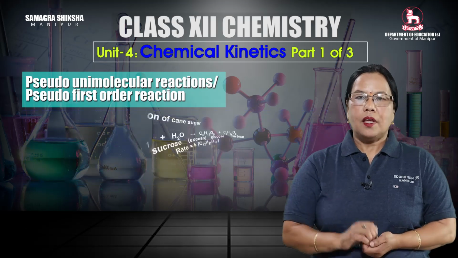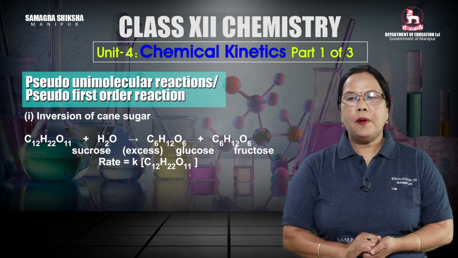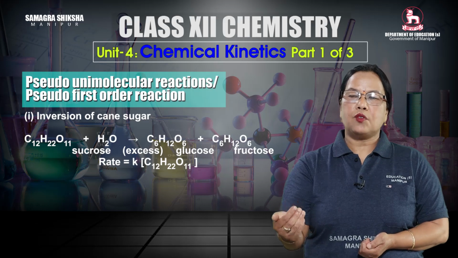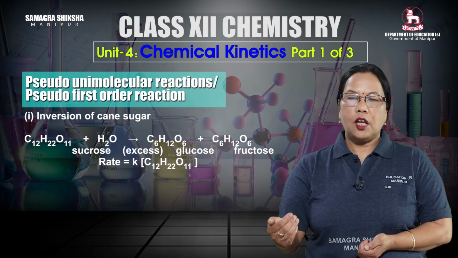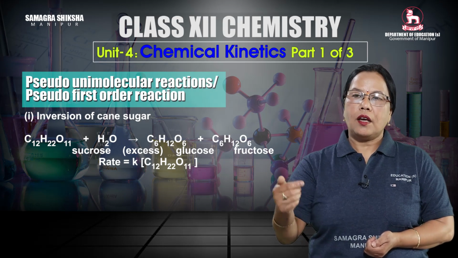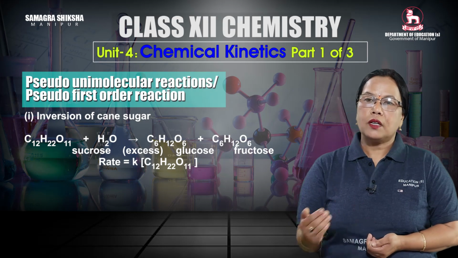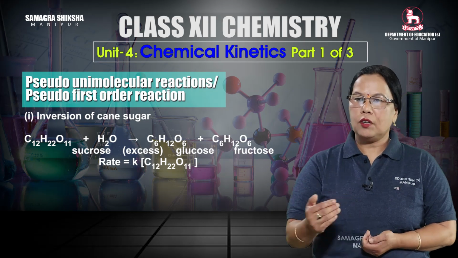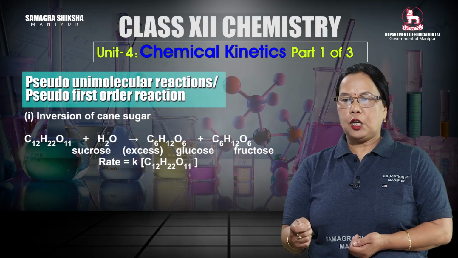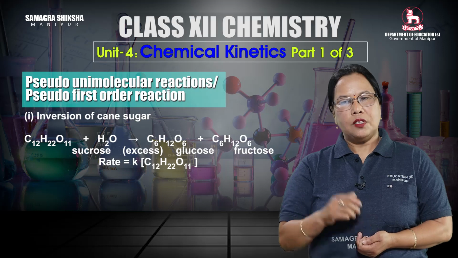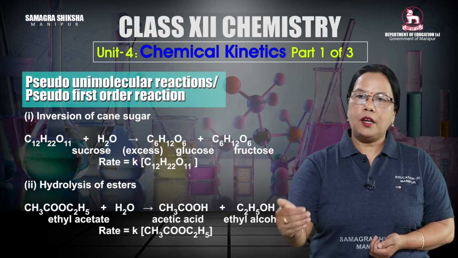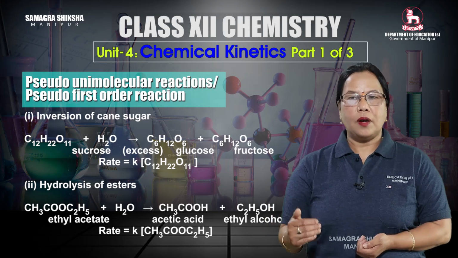An example is inversion of cane sugar. Sucrose reacts with water to give glucose and fructose. The rate expression is rate equal to K concentration of sugar. The contribution of water is not seen, so experimentally the order is 1. It looks second order, but experimentally the order is 1. Similarly, hydrolysis of ether and ethyl acetate hydrolysis show the same nature.